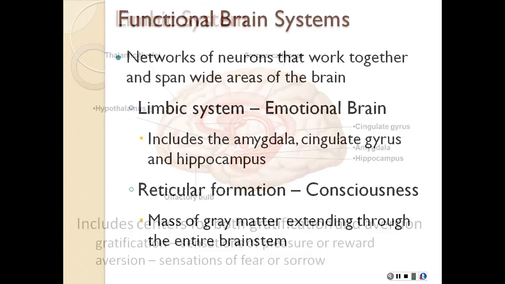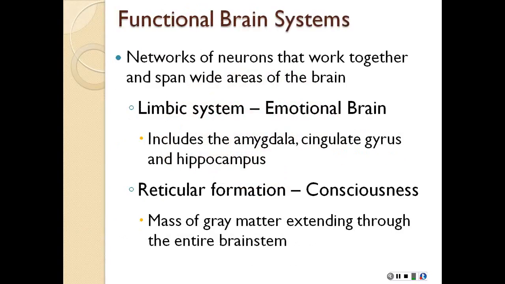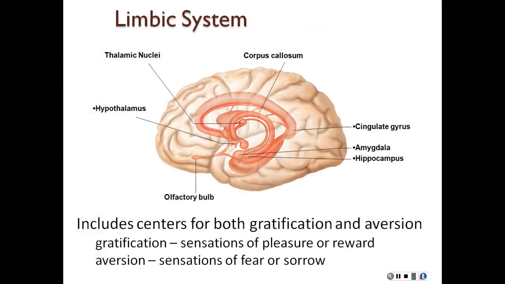Okay, and then the functional brain systems, don't get too bogged down on these. These brain systems are just a network of different areas of the brain. You'll see that the limbic system is referred to as the emotional brain. And it includes the amygdala, the cingulate gyrus, and hippocampus, which we'll mention in a moment, whereas the reticular formation extends through the entire brainstem and also extends up to parts of the cortex. So let's look at a few specifics here.